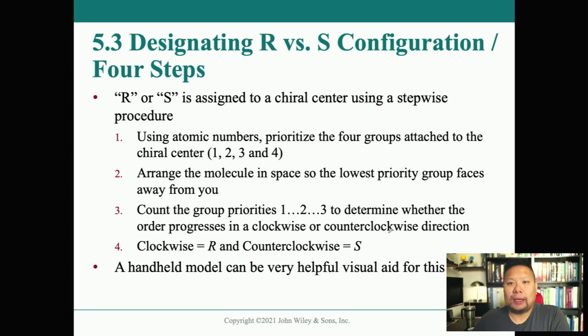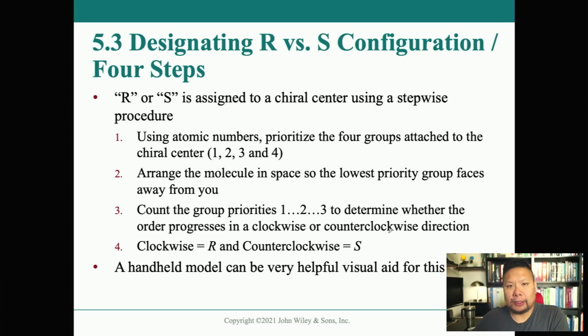attached constituent. So the highest constituent in atomic number, right, atom in atomic number will be the highest priority, and that would be labeled 1. And then second will be number 2, and so on. Then you arrange the molecule in space so that the lowest priority group faces away from you. Most commonly, that is going to be a hydrogen, right?